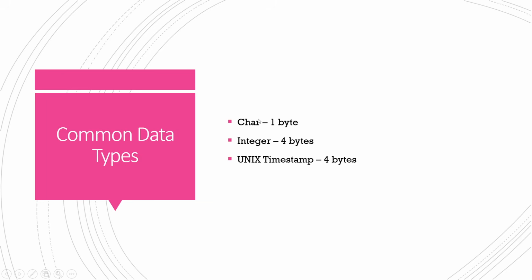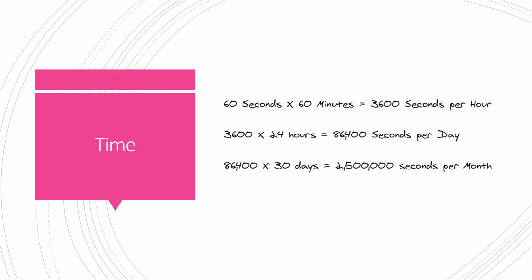Common data types: a char is 1 byte. So if you have messages in your application, every character in a string is 1 char. You're going to have integers, which are 4 bytes. If you think about why, if you've heard about a 32-bit integer, one byte is 8 bits, so a 32-bit integer is 4 bytes. And then you have a Unix timestamp, which is 4 bytes. So it's always good to know your time conversions and memorize these so that you can make quick estimates for daily traffic.